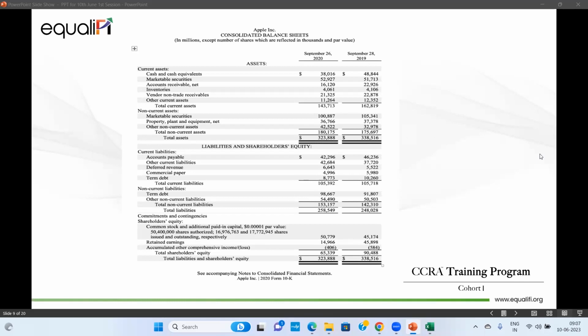Who said shareholders' equity reduced? Shareholders' equity has gone down. Yeah, total shareholders' equity has gone down. That is gone down because of the reduced retained earnings. That has gone down mainly. So again, you have to dip down. It has gone down because of reduced retained earnings. The retained earnings was 45,898 in 19 and it is 14,966 in 20.